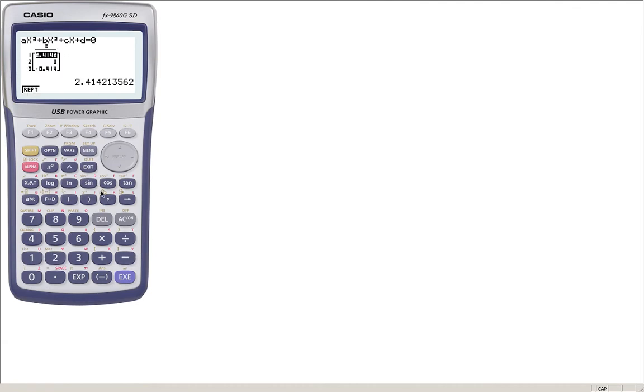Oh, I'm sorry. 1, minus 2, minus 1 and 2. Yeah. So you can see there are three roots, 3 solutions, 2, 1 and minus 1. So exit, so delete. So this is how you use it.